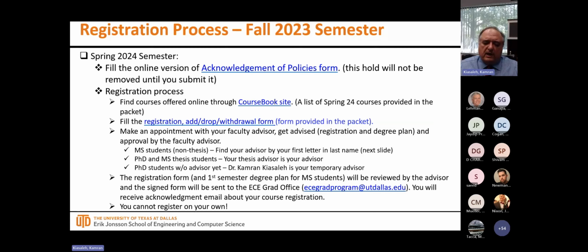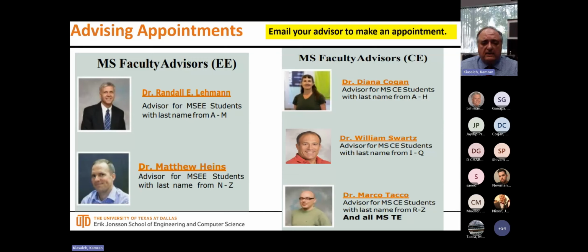Now, the advisors that help you, here are their pictures and their names and email addresses. We have Professor Randy Lehman and Matthew Hines, who deal with the EE. And look at this, it is based on your last name. So find out who is going to be your advisor. This is the person you should be in touch with that's going to help you with registration. We have Dr. Diana Kogan, William Schwartz, and Marco Taka, who do CE. And I guess Marco Taka does T as well. So this is a very important page. Please keep this in mind. And these are the advisors that are going to help you.